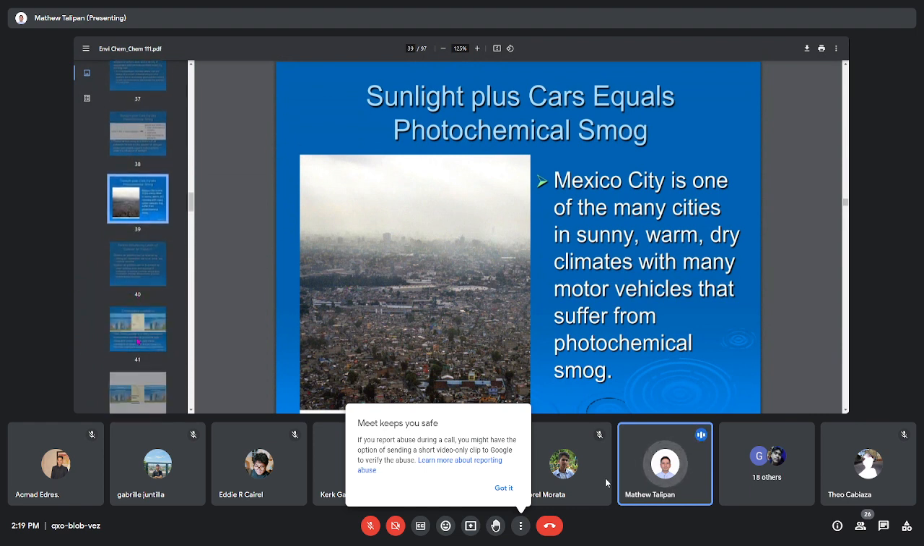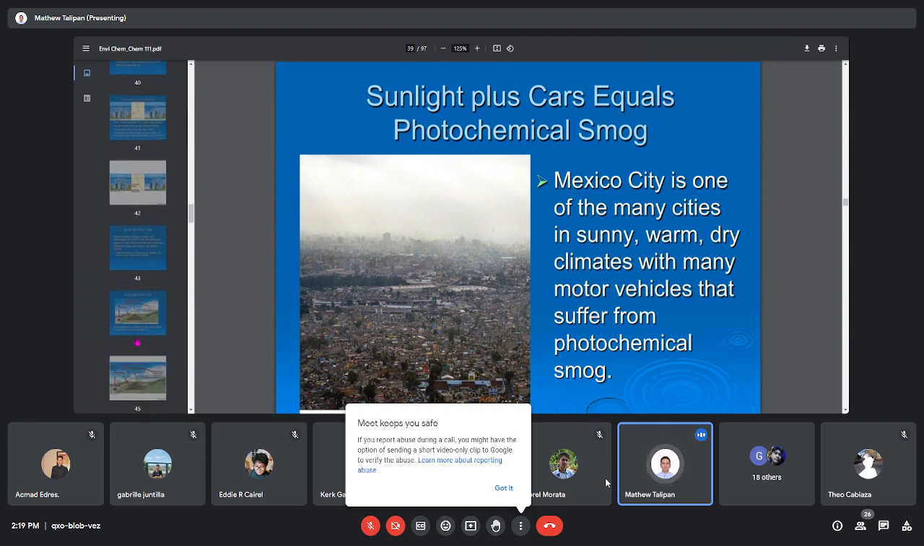Now, air pollutants have various effects. This can include effects to our health, for example, and other types of effects.